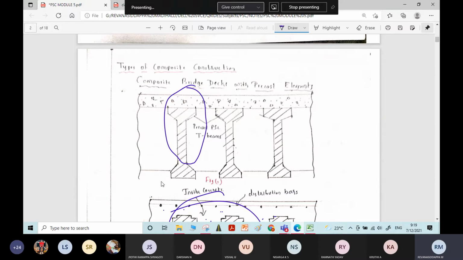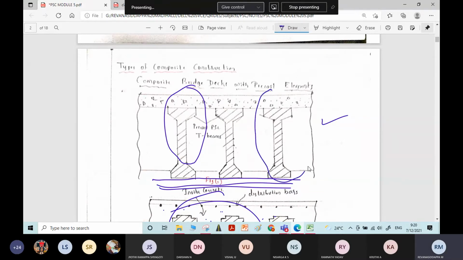There won't be any separate support given to these elements. Are you getting? There won't be any separate support given to these elements. These elements are designed in such a way that they will withstand all the construction loads as well as the weight of the slab over them. This is called unpropped construction. And here the elements will not act as a whole.